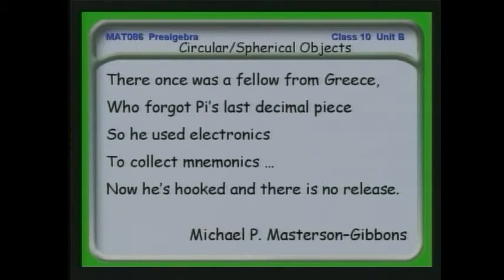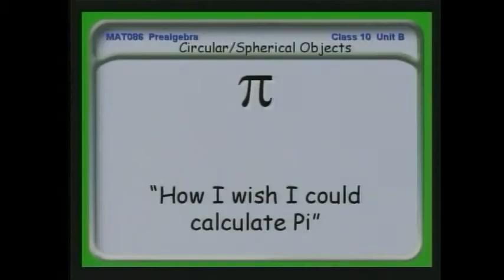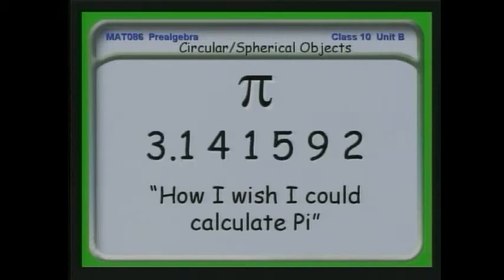What they're saying here with this little poem is that there are loads of ways of remembering pi to a bunch of different decimal places. Here are a few of them that I found. "How I wish I could calculate pi." Notice the length of those words: 3141592. So the length of the words, "how I wish I could calculate pi," gives you pi to 6 decimal places.